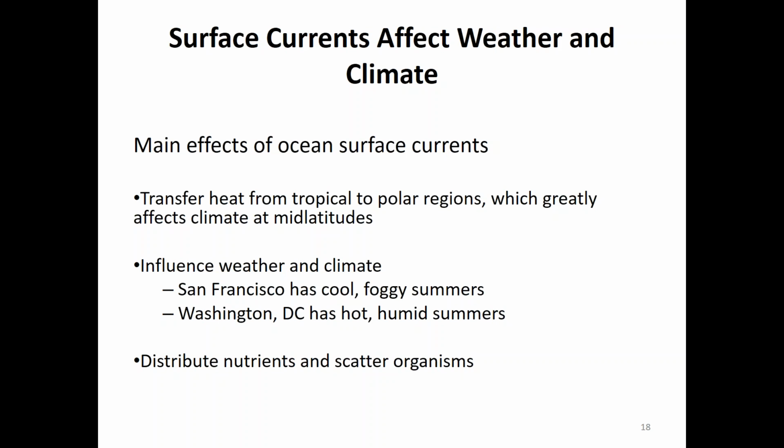So these surface currents are extremely important as far as the climate of Earth goes, because they are moving heat throughout the planet. The western boundary currents move warm water from low latitude to high latitude, transporting heat from low to high. The eastern boundary currents move cold water from high latitude to low latitude. So they transfer heat from the tropics to the polar regions, which greatly influences climates at mid-latitudes.